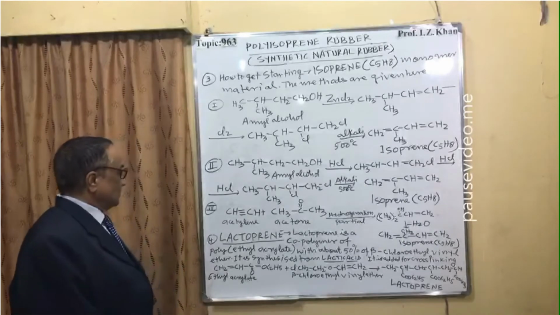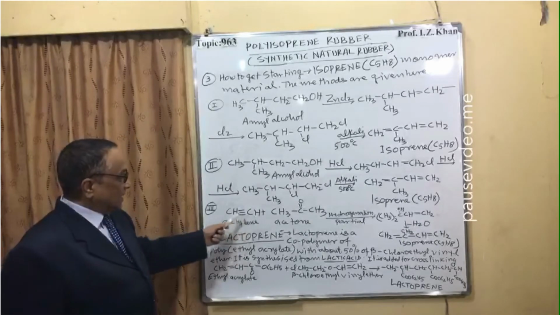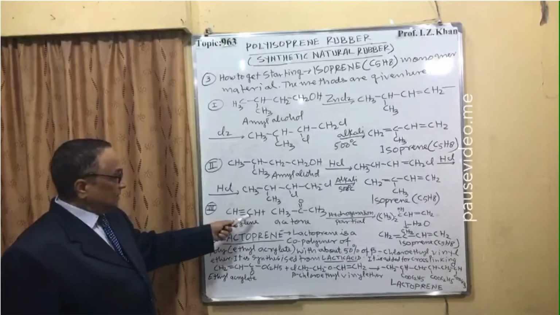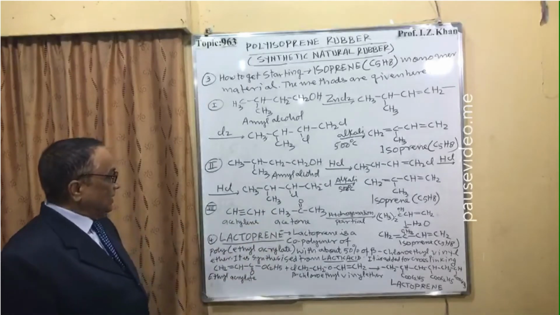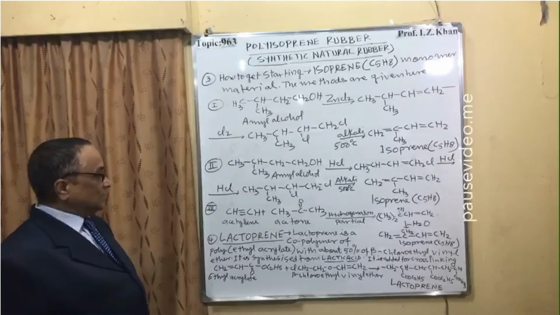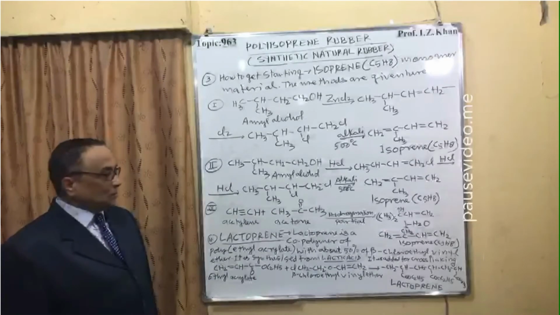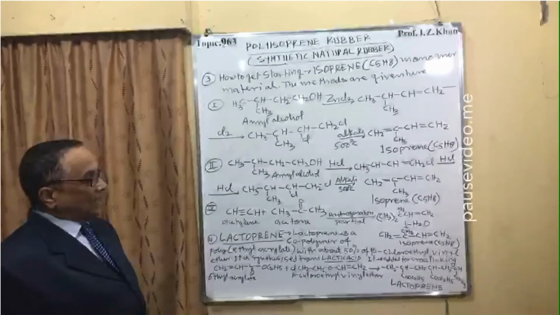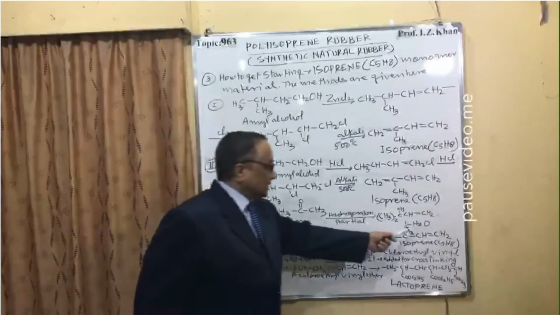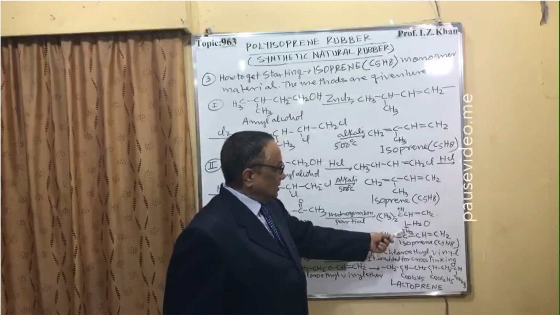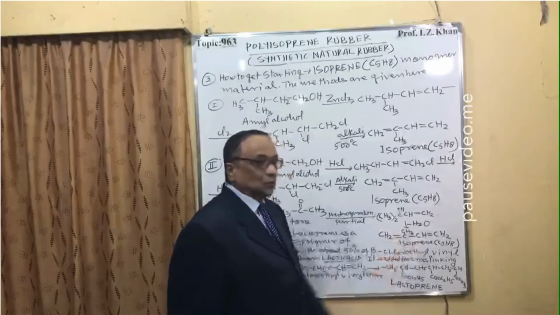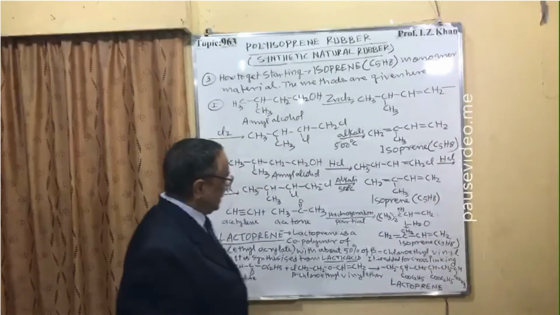Number 3, when acetylene, that is CH≡CH, and acetone, CH3COCH3, are mixed, partial hydrogenation will take place, and by the removal of one molecule of water, you will get CH2=C(CH3)-CH=CH2, that is your isoprene unit, C5H8.